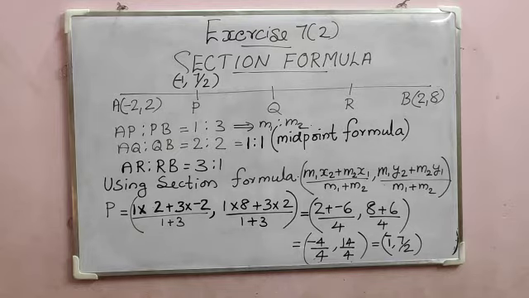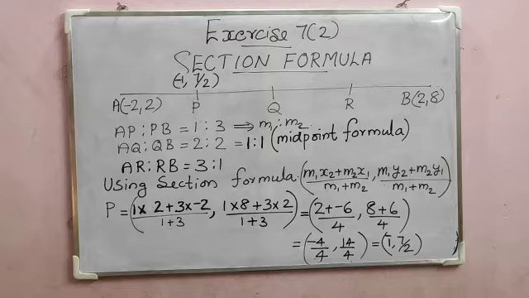Then next point R. Here A to R, how many parts? 1, 2, 3. There are 3 parts. So the first ratio 3, and R to B 1 part. So AR is to RB, that is equal to 3 is to 1.